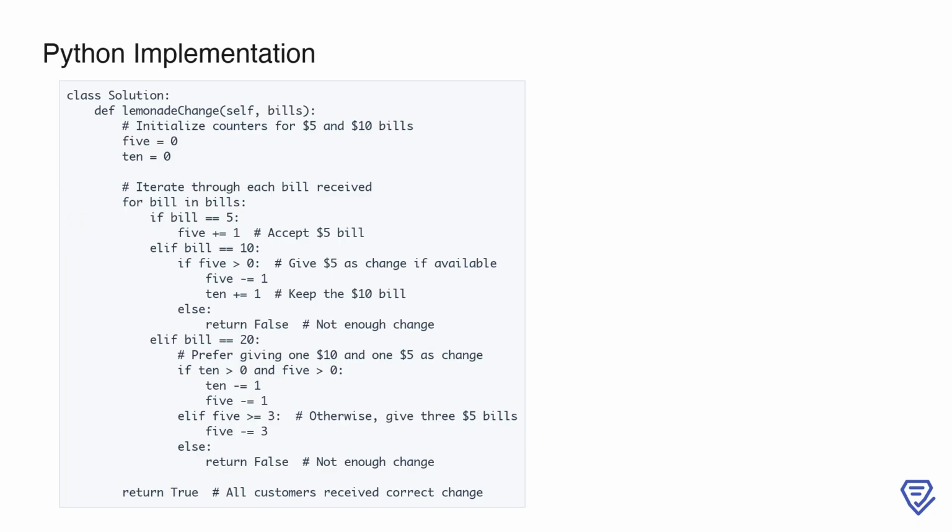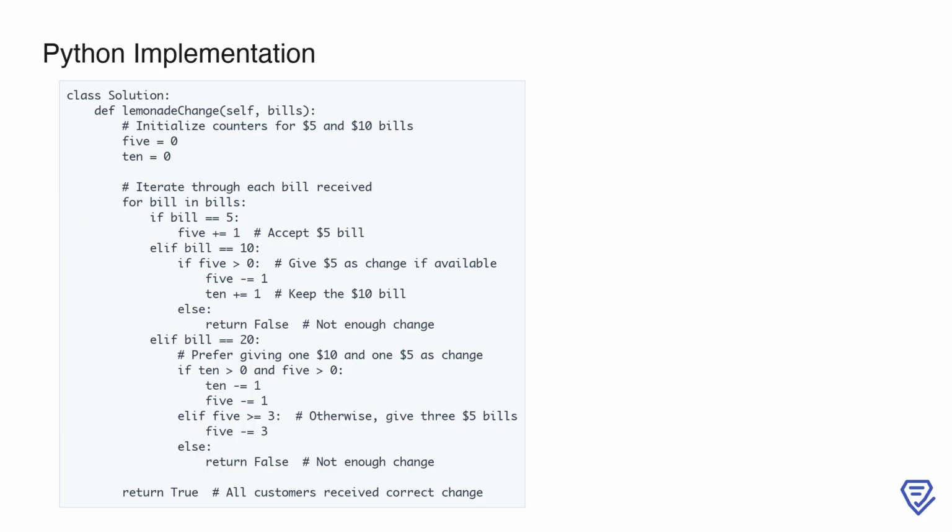2. If the bill is $10, we check if we have at least one $5 bill to give as change. If we do, we decrement 5 and increment 10 to account for the new $10 bill. If no $5 bills are available, we return false as we cannot provide change.